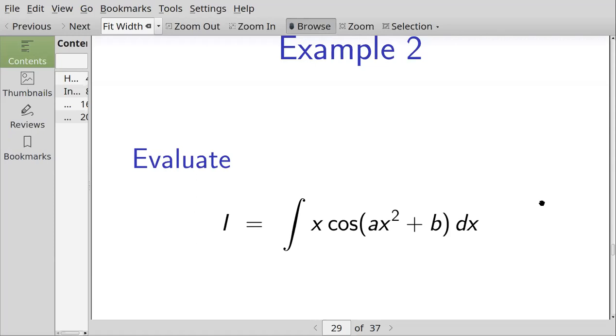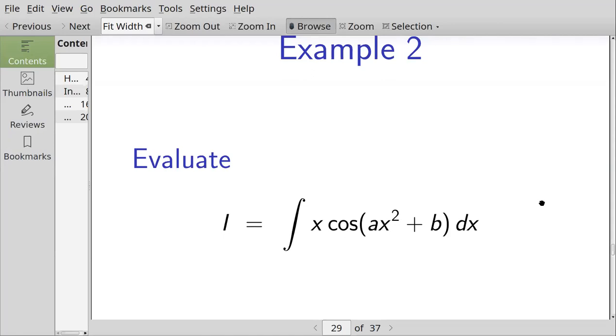Let u equal ax squared plus b, and then du would be equal to 2ax dx. And we would change this integral into the integral of some constant times cos of u du. And then I'll be able to integrate that. Okay? So can you repeat the last three steps again?